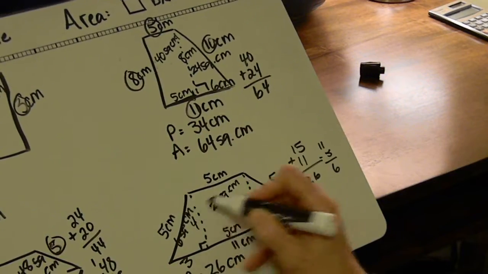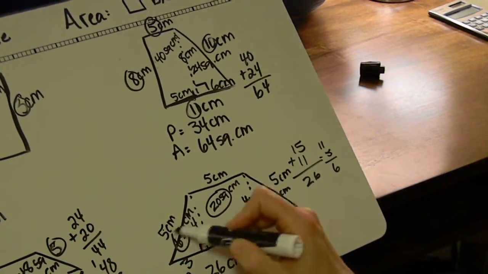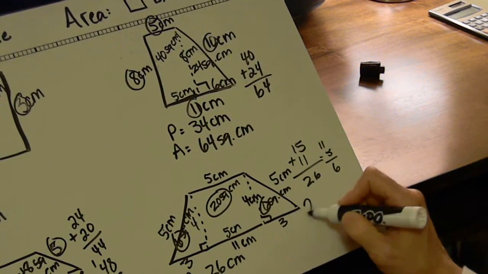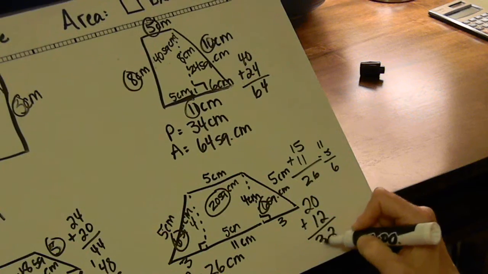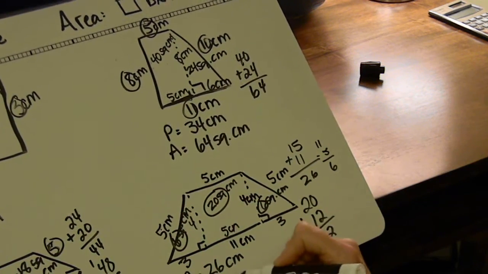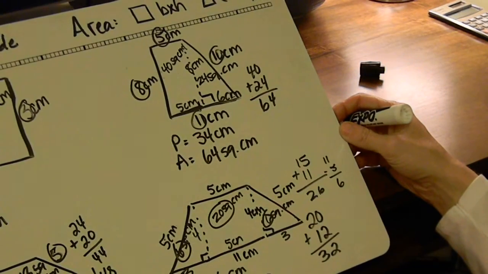Now we are ready to add them all up. We have 20 plus 6 and 6. Well, we simplify that. That's 20 plus 12. We end up with 32 square centimeters.